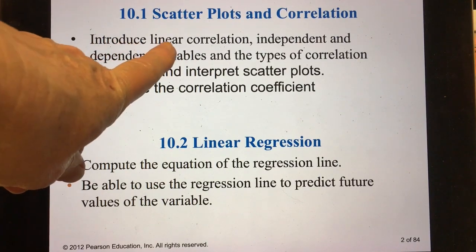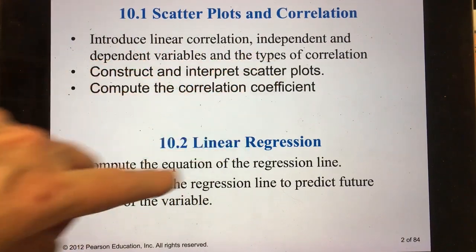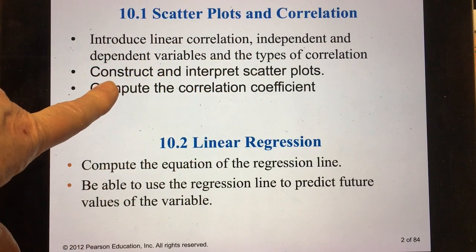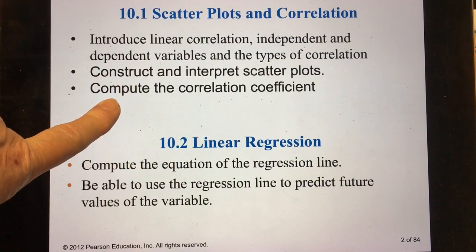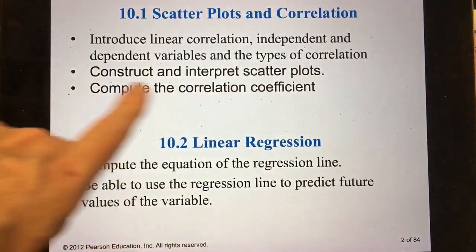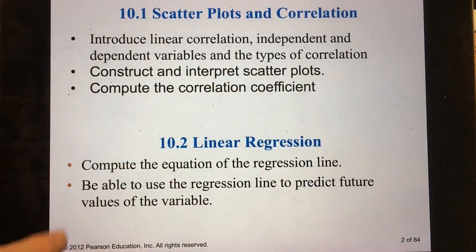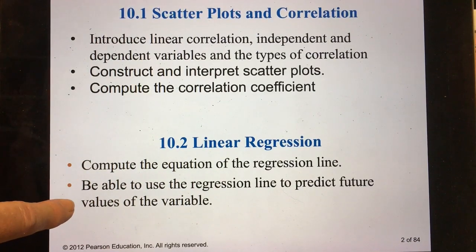10.1, we're going to introduce linear correlation, independent, dependent variables, and the types of correlation. We're going to construct and interpret scatter plots and compute the correlation coefficient. So this is knowledge, and this is skill, and this is skill right here. And then 10.2, we're going to compute the equation of the regression line and be able to use the regression line to predict future values of the variable.